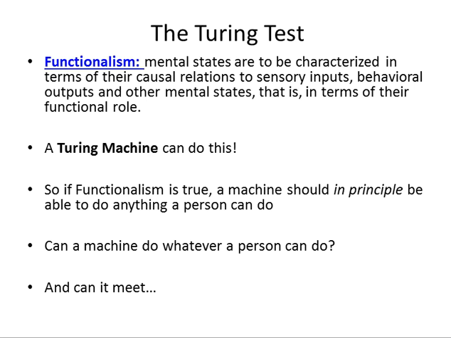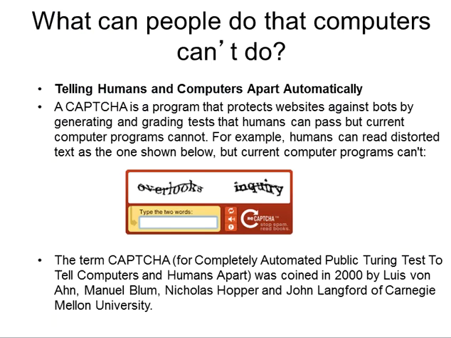So let's go back to this idea of functionalism, which we've discussed previously. Functionalism: mental states are to be characterized in terms of their causal relations to sensory inputs, behavioral outputs, and other mental states, that is, in terms of their functional role. A Turing machine can do this. So if functionalism is true, a machine should, in principle, be able to do anything a person can do. Can a machine do whatever a person can do? And can it meet the Turing test, the challenge? So we see a couple of examples here.